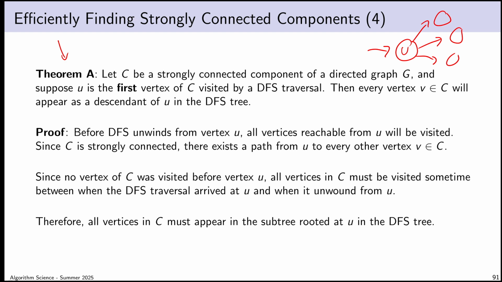Okay, so here is my proof. It's just a one-slide proof. Before DFS unwinds from a vertex, as I've said, all vertices reachable from that vertex have been visited by that time. Because C is a strongly connected component, clearly there has to be a path from U to every other vertex in my component. And since no vertex of my component was visited before vertex U, since I defined vertex U to be the first vertex of C to be visited, that means that all vertices in C must be visited sometime between when I first arrive at vertex U and when I leave vertex U. And the vertices visited between when I arrive at vertex U and when I leave are all going to be the vertices that are the descendants of U in the DFS tree. And therefore, all of the vertices in my component must appear in the subtree rooted at U in my DFS tree. Okay, so there's theorem A.